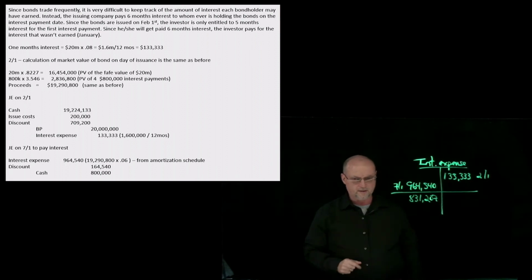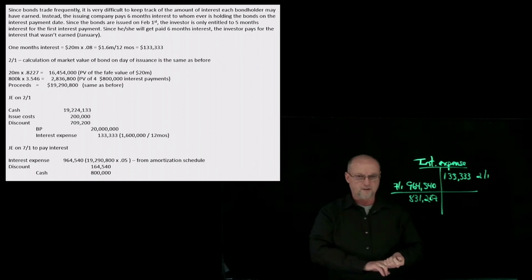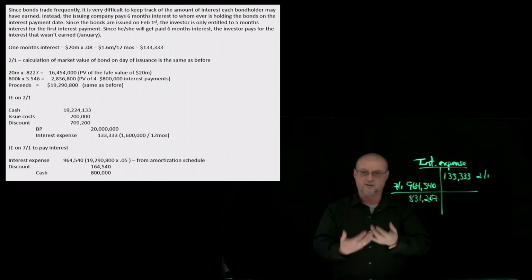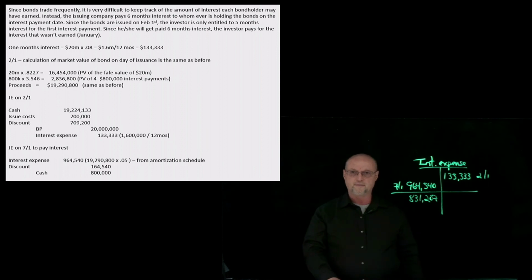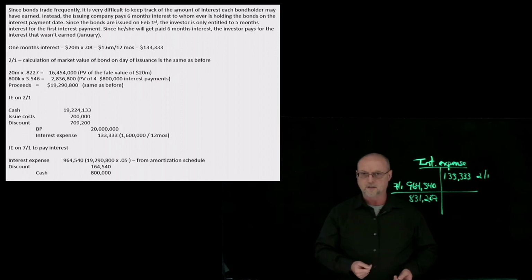And that's how we account for it. So in this example, the bondholder bought the bonds on Feb 1st, held them for 5 months, and they paid 1 month's interest up front. They collected 6 months interest. They effectively received 5 months interest, and we're going to record in our general ledger $831,207. If we were to prepare semi-annual financial statements on July 1st, this is the amount of interest expense we would report, $831,207.